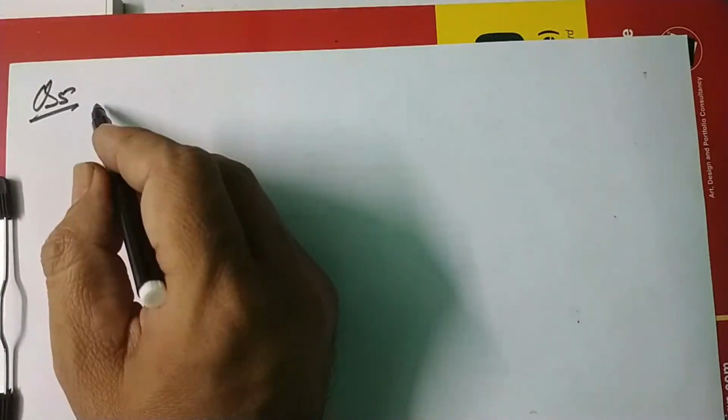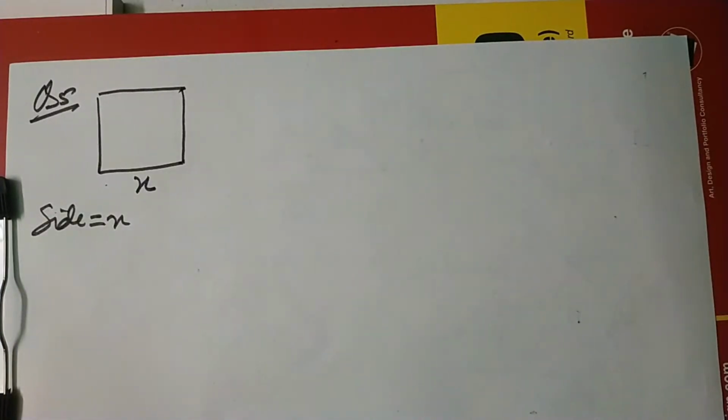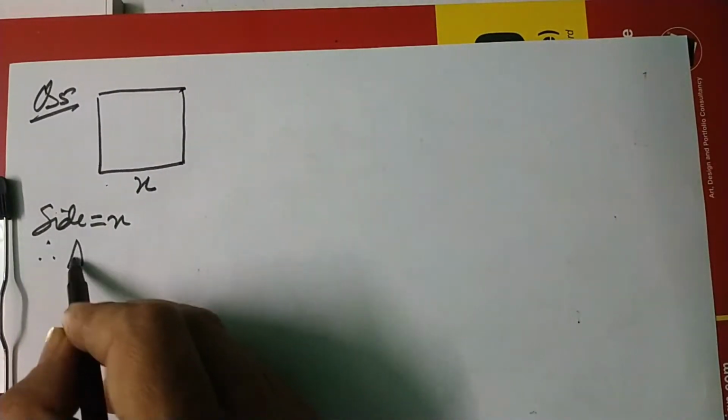If you double the side of a square, by how many times does the area increase? So suppose there is a square whose side is x. Therefore what will be its area?